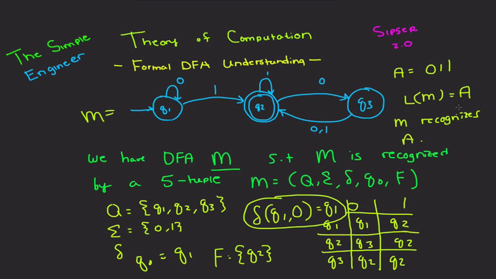So I just wanted to make this little side note because it's some typical language that you would see in a textbook or in some examples. If you do see the language of a machine M equals A, it just means the machine M recognizes the given language.